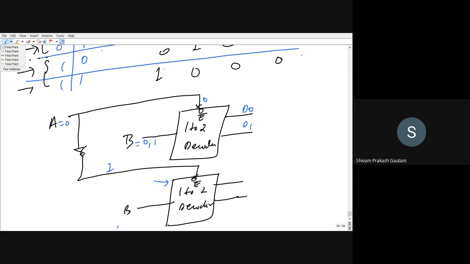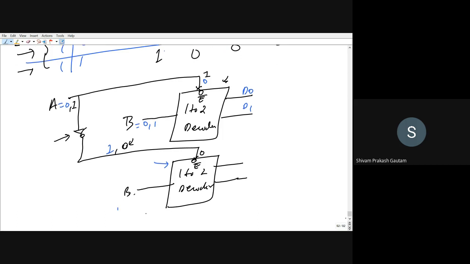Now, for the second case, when A is equal to 1, you will get 1 here. Then this decoder will not be activated because this is high enable. And here you will be getting 0 because we are having a NOT gate here. So when A is equal to 1, you will get 0 here, and then this decoder will get activated.